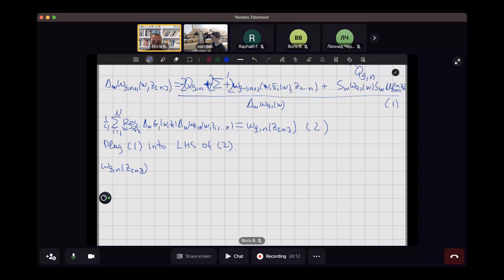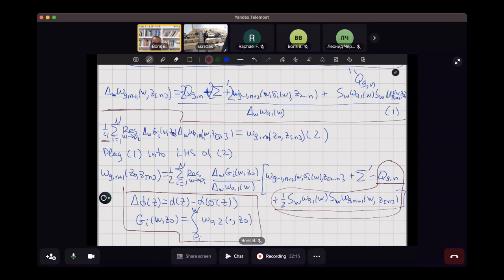So is it clear that if we prove that these two guys do not contribute to the residue, then we're done? Do you agree? Okay.